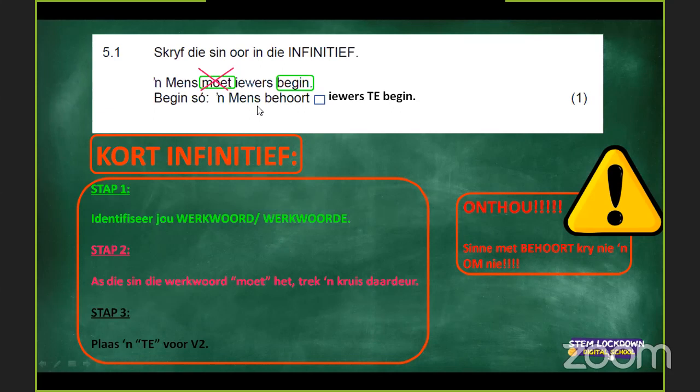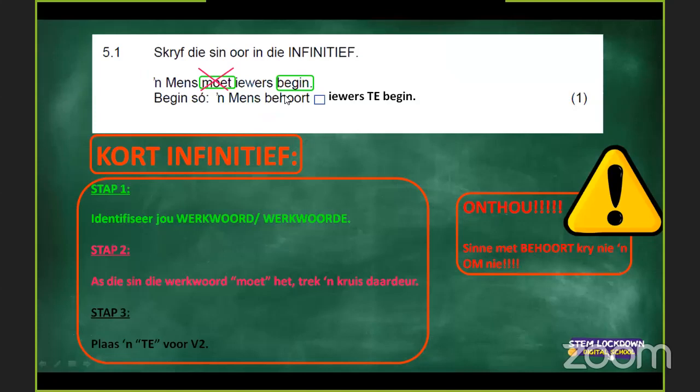A mens moet. Now we get two types of short infinitives, sentences that they often ask. They often ask moet. And the other one they like asking is woof. Okay. Woof works exactly the same. You just have to remember to add the nie. So ek het nou hier gesê, stap 1, identifiseer jou werkwoord of werkwoorde. You have to identify your verb. Now, if it gets a sentence with an auxiliary verb in it, a moet or a sal or a wil or a kan, it's actually a nice one to get. But it's actually the best one to get if they ask you to write infinitive, because my second verb's already in the right position.